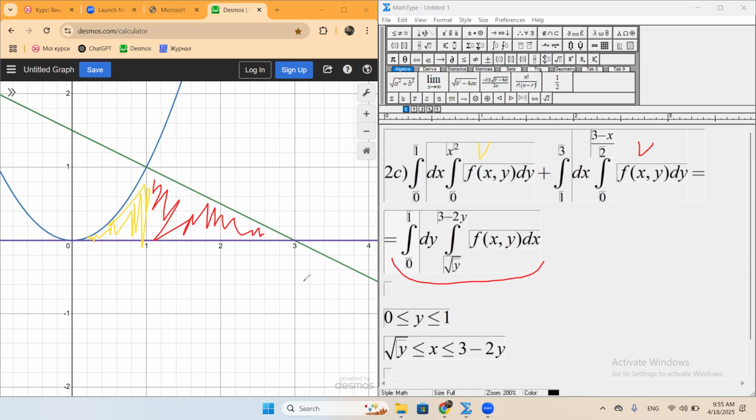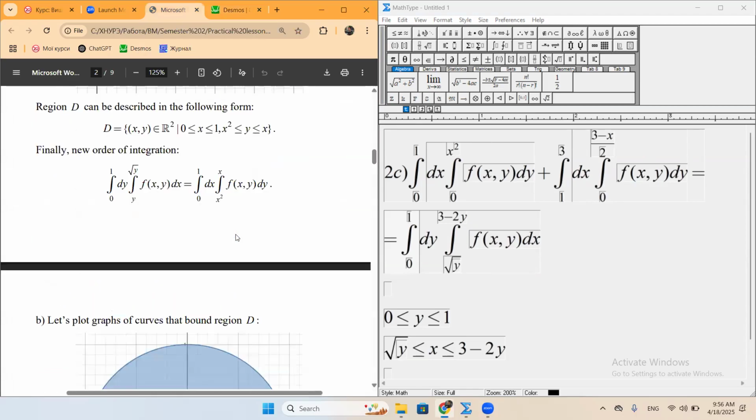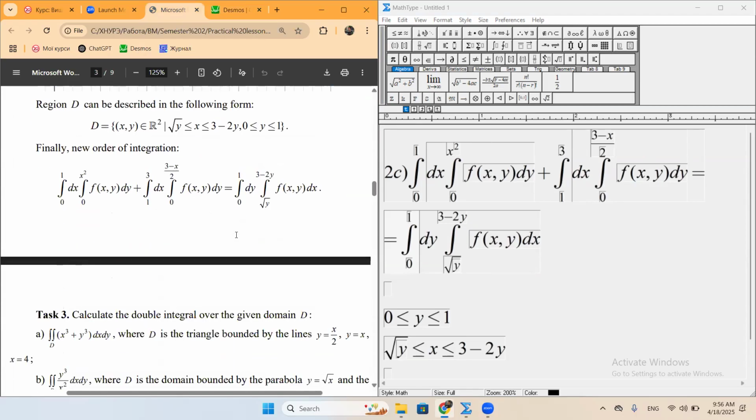And that's it. So I guess that no questions for now, right? Okay, so let's move to the next exercise. What we will do now, and now we start calculating double integrals.